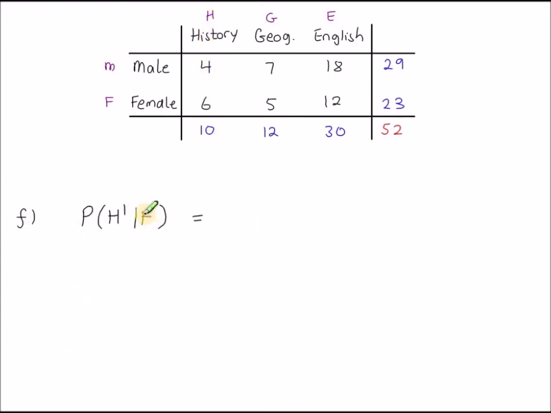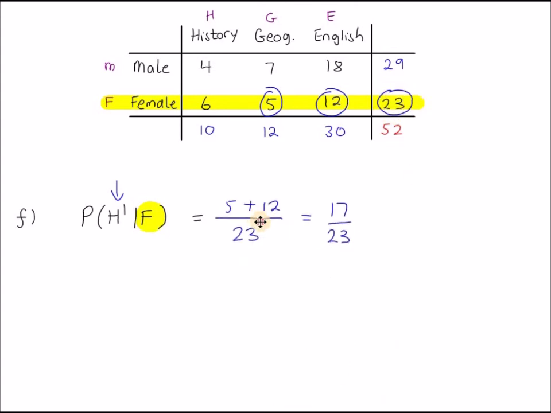Part F, again we have conditional probability, so we start with this event, so we need to do a restriction based on event F. So here's the restriction done in the table, so we can only use values which are highlighted, and in there we have event H dash next. H is in a column. H dash means we cannot have anyone doing history, so we can have geography and we can have English, so we have to add these two, and it will be that value out of the row total, which is 23. So we have this 17 out of 23.